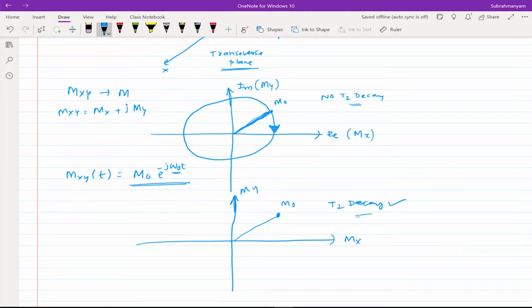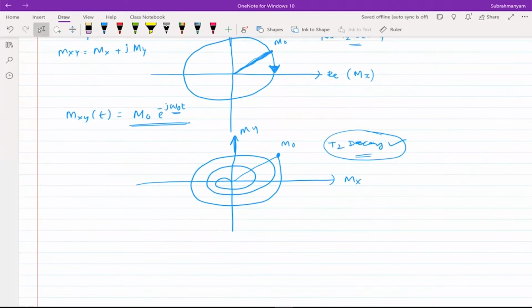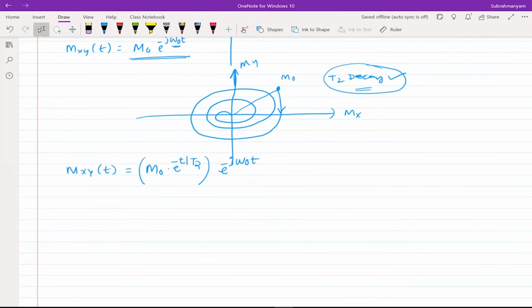So you would see, because of the T2 decay, its amplitude would be decaying. The decaying factor is given by this T2 constant. Please refer to the derivation where we did it in a very detailed manner. So mxy of t would be now, its amplitude decaying as a function of T2: m naught into e power minus t by T2. Of course it is still rotating at j times omega naught t. Is that fine?